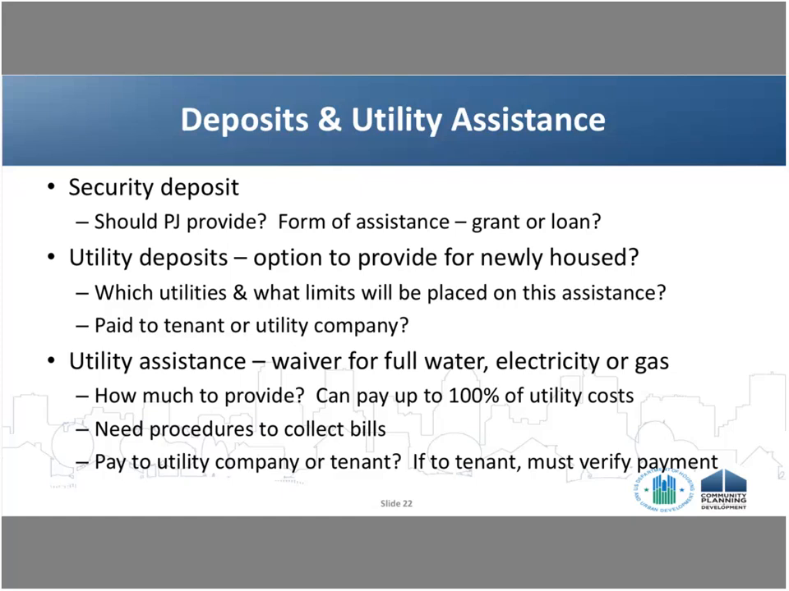We may need to make multiple payments each month. And if we're going to send the money to the tenants, we need to then collect documentation that they actually paid the bills and the money ended up where it was supposed to be. So you need to choose carefully. We want a policy that's tailored to local needs, but we also want a process that is as streamlined as possible.